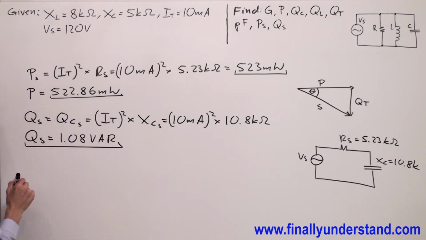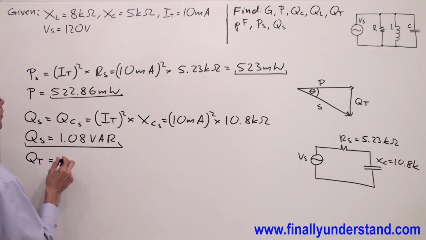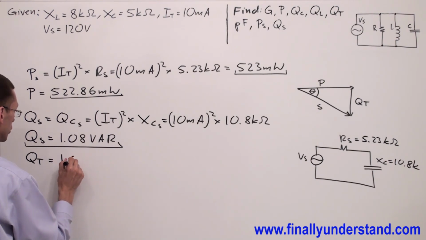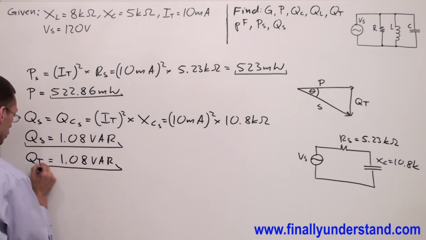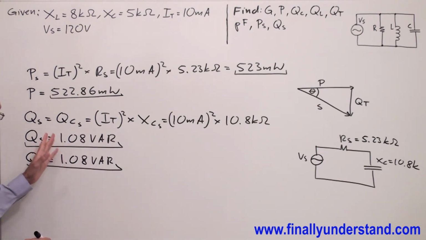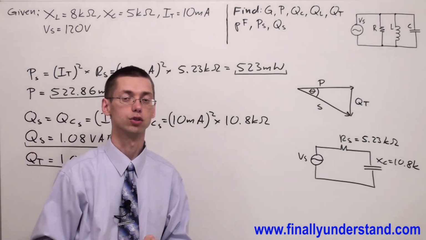Let me remind you that the value of Q total in the parallel circuit was equal to 1.08 volt ampere reactive. As you can see, these two values are identical. So we can say that the problem is solved correctly.